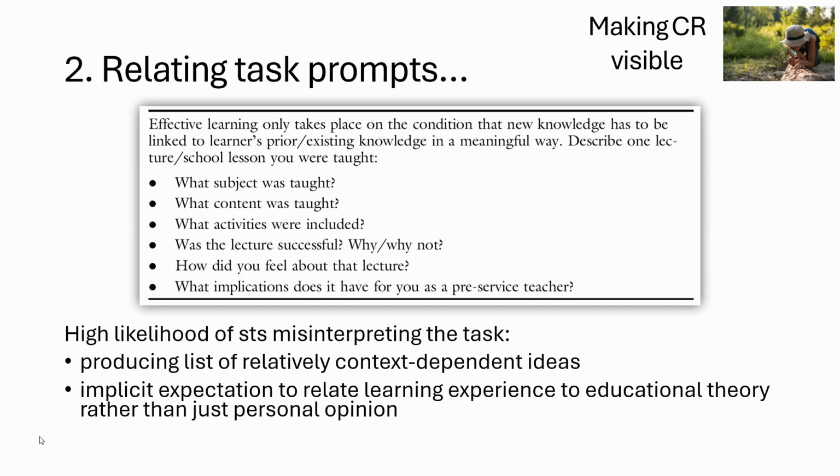So you can see here that effective learning only takes place on the condition that new knowledge has to be linked to the prior existing knowledge in a meaningful way. Describe one lecture or school lesson you were taught, and then there's a list of 6 questions. That's all they were given. And then they were told to go off and write a 400 to 450 word reflective piece.